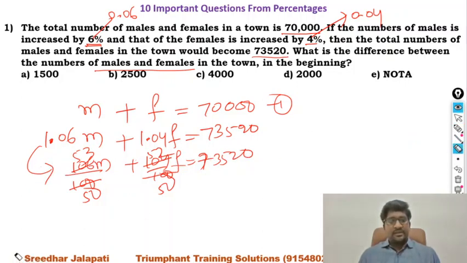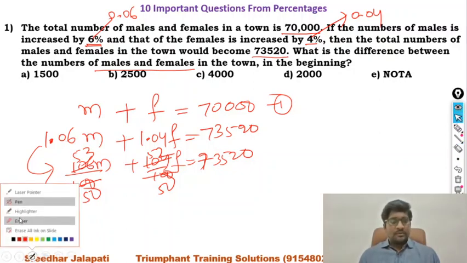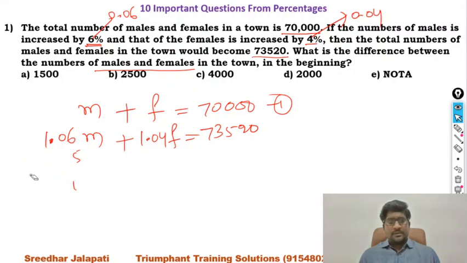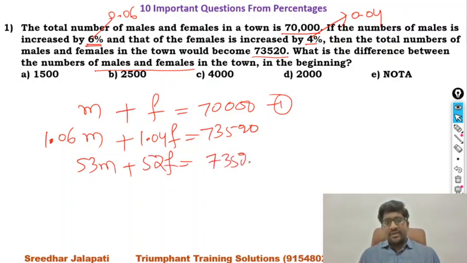So I am trying to write that equation directly after simplifying, and this becomes 53M plus 52F is equal to 73,520 into 50, because the denominator 50 you can bring it to the right hand side. Right. So how do you solve them?